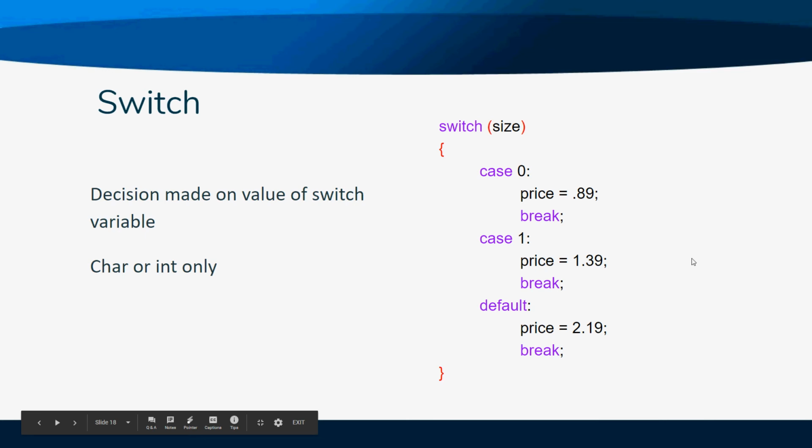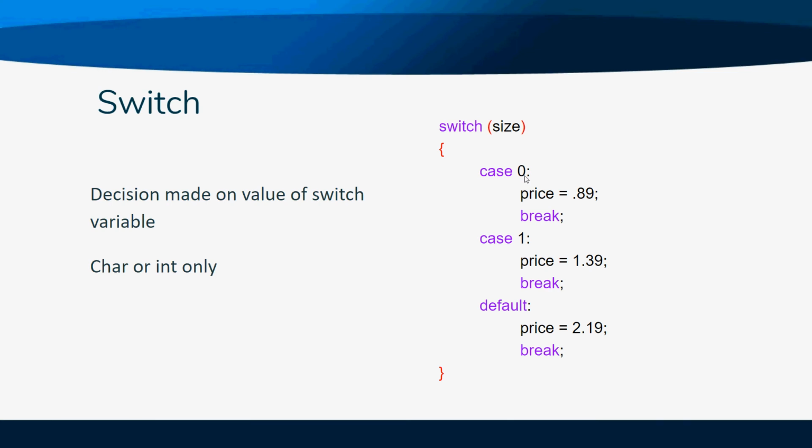And the last one I want to show you isn't an if statement at all. It's a switch statement. And a switch statement is a decision made on a value of a switch variable. And your variable can only be a char or an int. It can't be a double, it can't be a string. It has to be a char or an int. So in this situation, I can switch size. And I have a bunch of cases for what that size is.